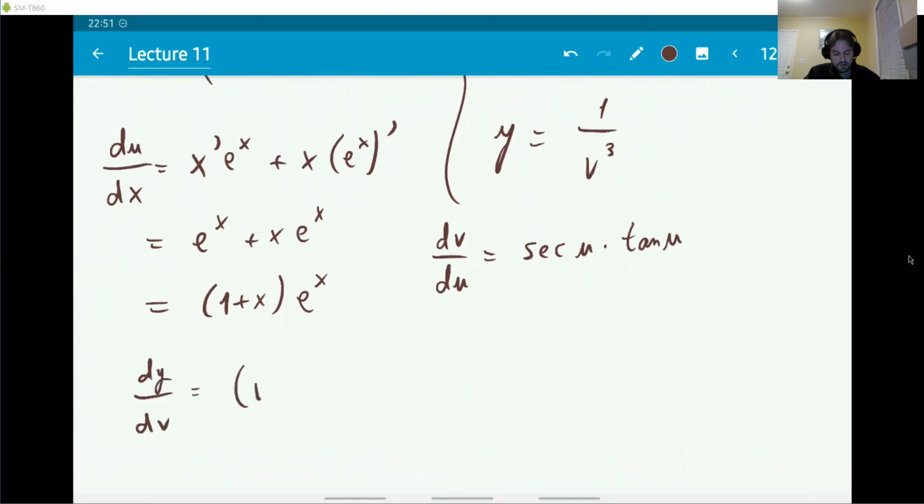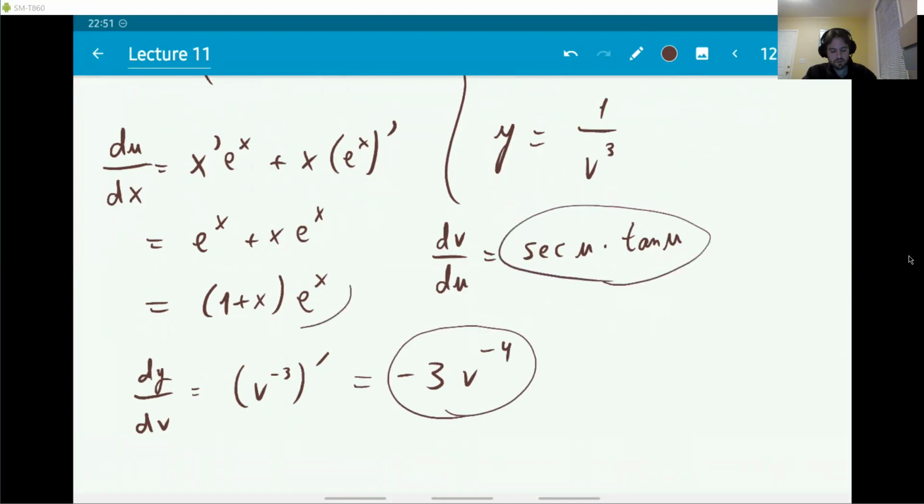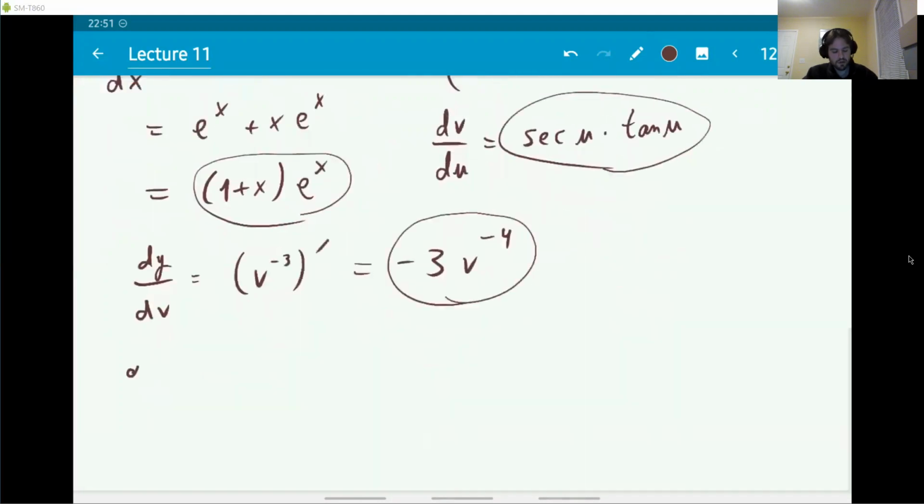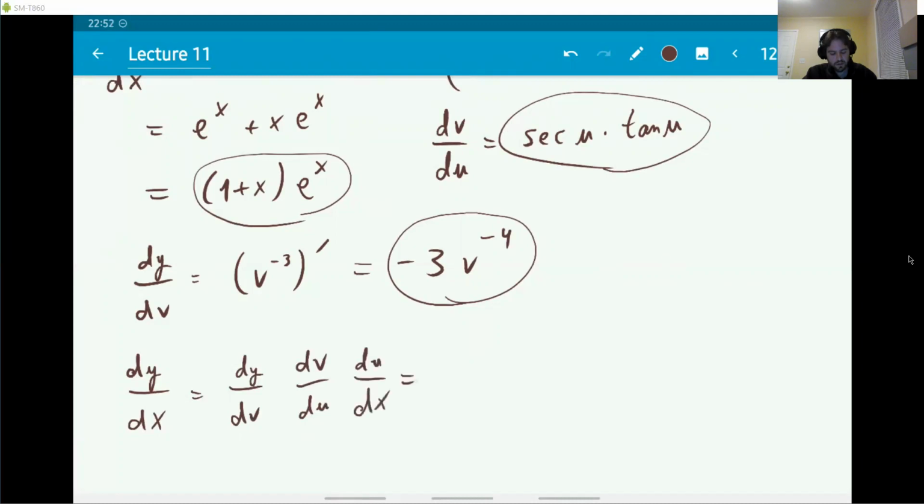If y is 1 over v cubed, that's the same thing as v to the minus 3. Taking a derivative of this will give you minus 3 v to the minus 4. Now we just put all of those together. dy dx is dy dv, dv du, du dx. So I'm going to multiply the 3 results.